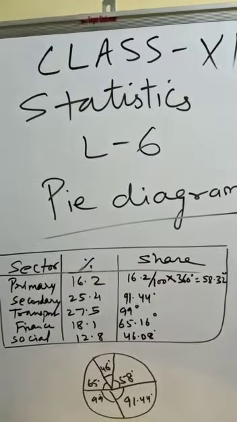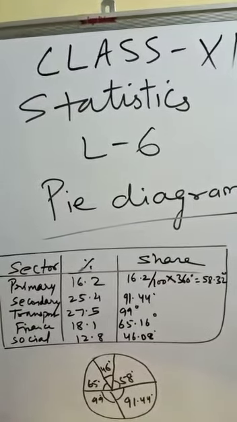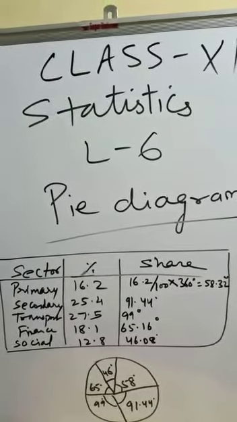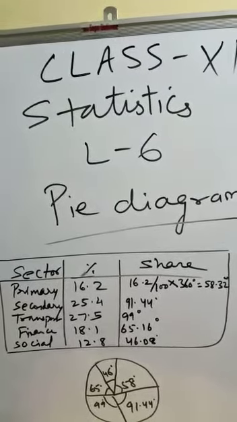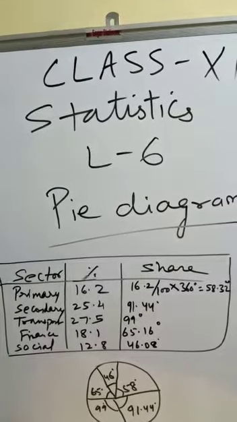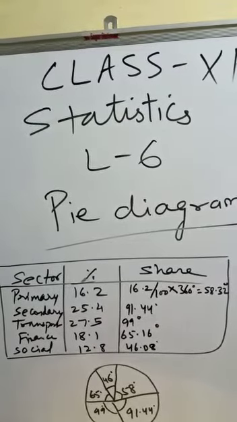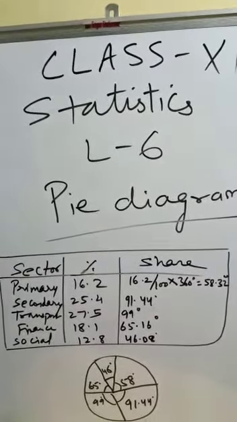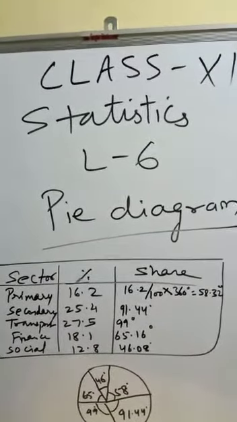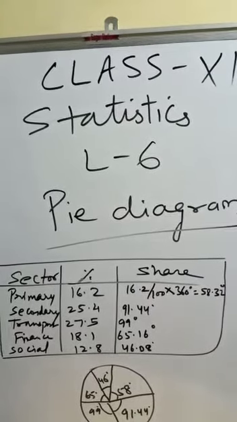second last is finance, that is 65.16 degrees, and the remaining one, if you want to check, it will be around 46.08 degrees, that is of the social sector. So if you want to cross check, you can see that the last which is left out will be of the remaining degree, that is 46.08. So students, the pie diagram is one of the finest ways to show information in a diagrammatic manner.